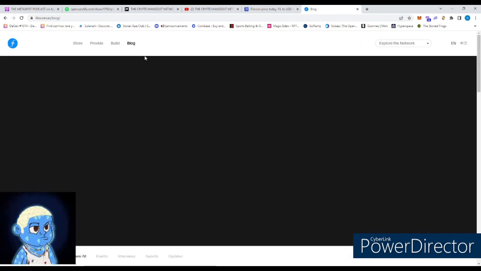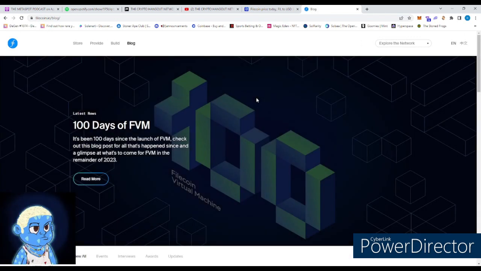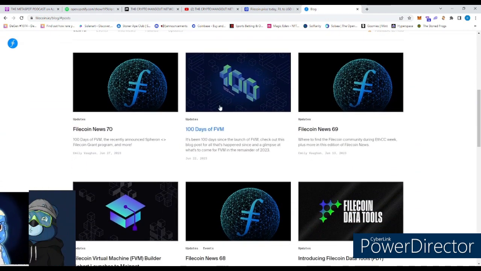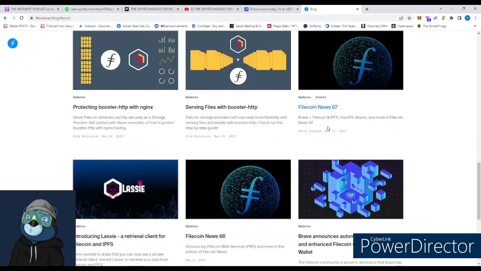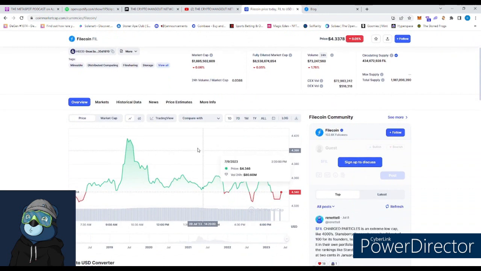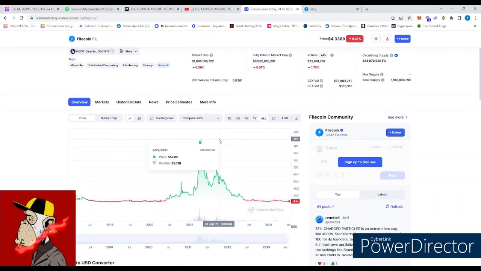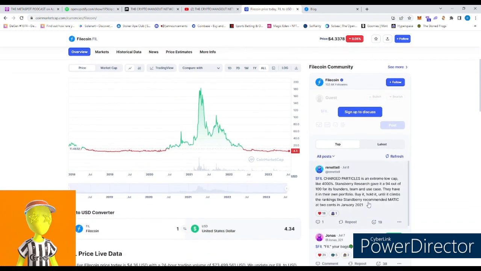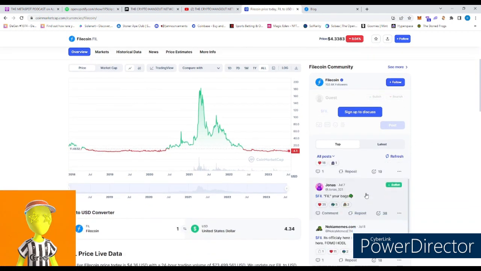So let's go to their blog. It's 100 days of Filecoin Virtual Machine. So they have the news, etc. So the price of Filecoin is $4. Like I said, it was up here at 400. It was up here all the way up to 180-something dollars. So this is also a good buy, severely underpriced. Okay, severely underpriced. Let's go here to CoinMarketCap, see what they're saying here.